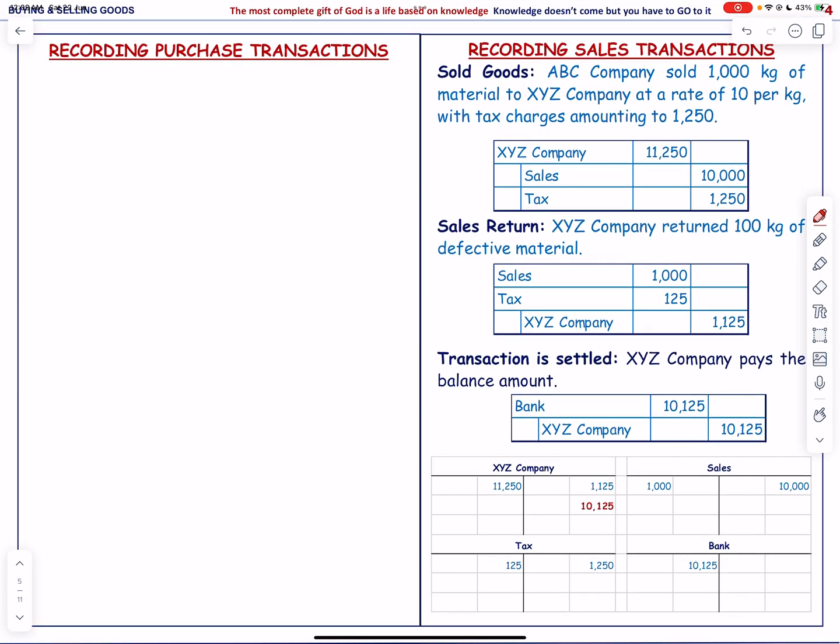So, ABC company has sold 1000 kg of material to XYZ company at the rate of 10 per kg with tax charges amounting to 1250. So, XYZ company is debit, sales is credit, and tax is credit. So, the sales transaction is executed now, and we have recorded it as well. And we are going to post it in the ledger. So, we have the XYZ account. You can see we have debited 11,250. The sales is credited by 10,000, and the taxes are credited by 1,250.